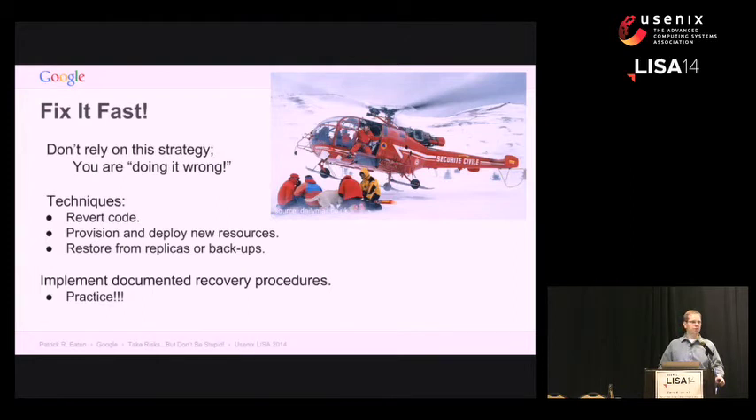Now, some examples of this for instances: if you push bad code, the quickest thing is to fix it fast. Just revert the bad code and repush it to fix the instances. If you corrupt a resource, the cloud is elastic. Just blow that instance away, provision a new one, deploy code to it, and get on with things. Or if you have some state you've lost, just restore it from a backup.